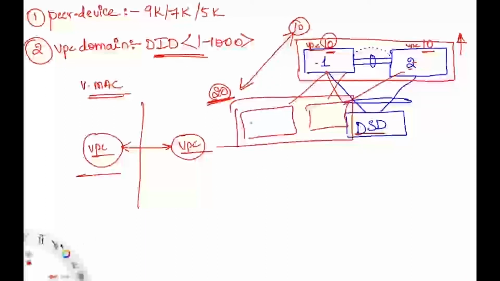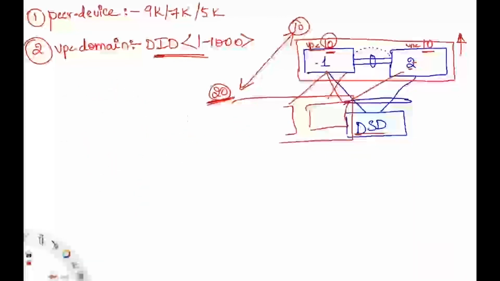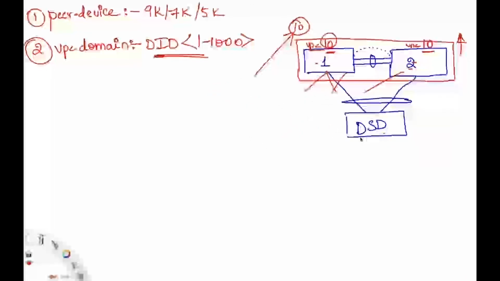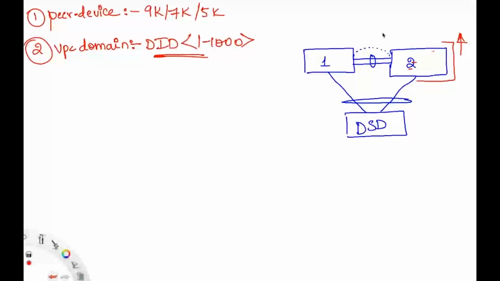Okay. Now, one more thing about VPC, the last thing about the VPC domain, is the limitation of VPC. So over here, what is the limitation of VPC? The limitation is you cannot have more than two peer devices in one VPC domain. Everyone understood? You cannot have more than two devices in one VPC domain. Only two devices can be configured for VPC, and only these two devices can logically appear as a single switch.